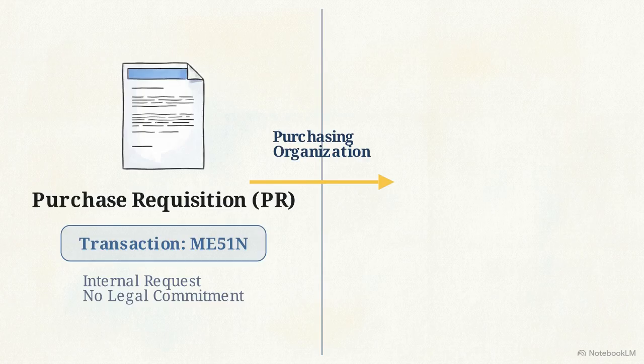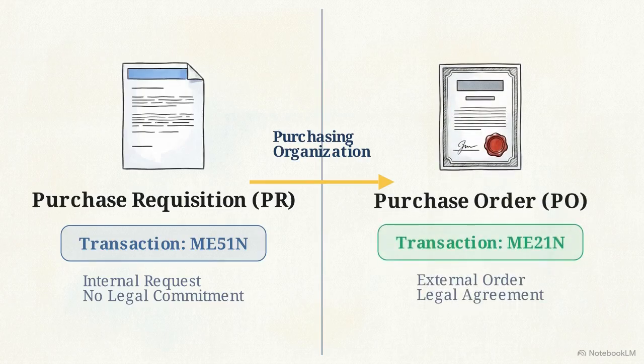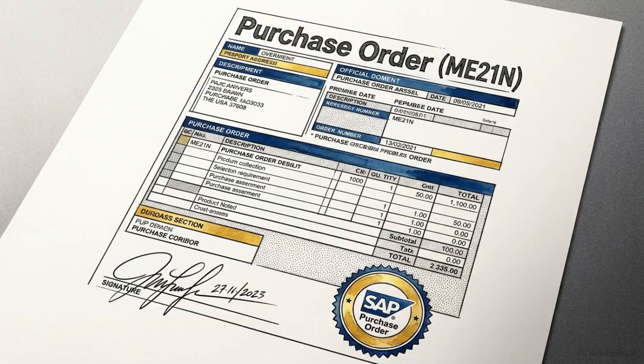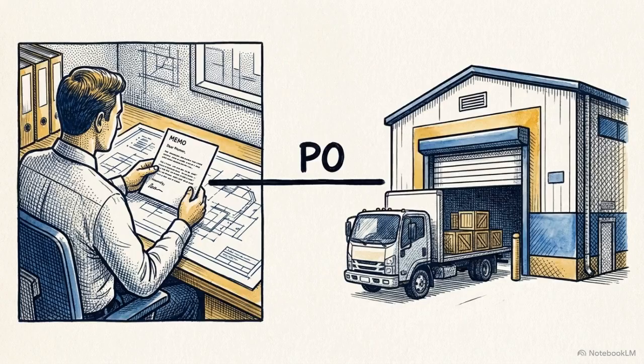The purchasing organization then selects a vendor and converts that internal request into a formal order. This document is the purchase order, or PO, generated with transaction code ME21N. This is the legally binding agreement sent to the supplier. It is important to distinguish these two. The PR is for internal permission, while the PO is the official commitment to an outside vendor.